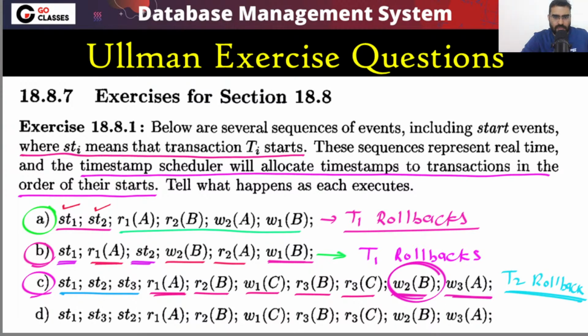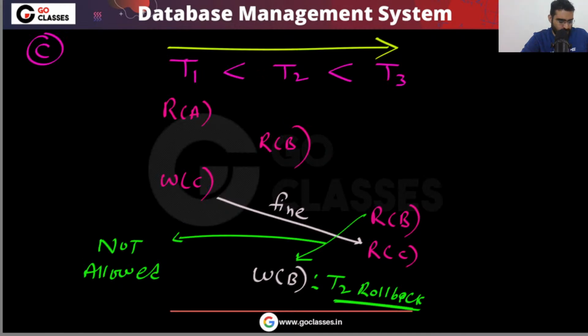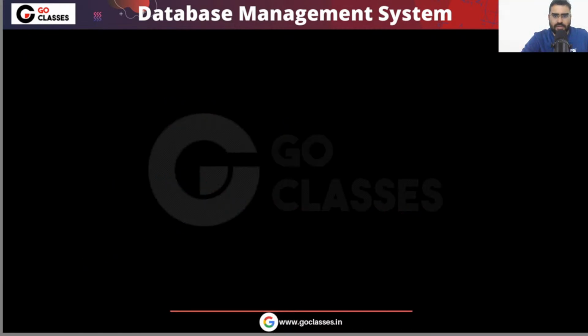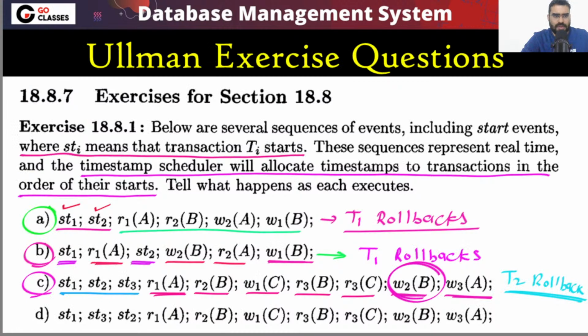Now, okay, let's move on. Remember, in the question number C, the same will happen for the Thomas Write rule. For the Thomas Write rule also the same will happen. Okay, this is interesting. Question number D.